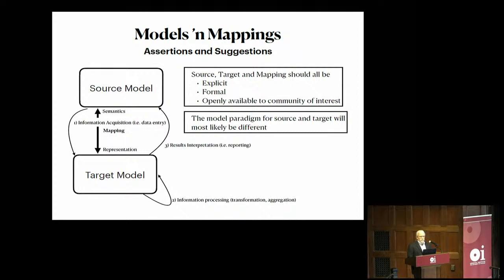First off, I think the source model, the target model, and how they map should all be there. They should be explicit. So many of the models we deal with today are tacit. And in fact, when I work with people building models, one of the things I look for, I start asking questions. Okay, when you get the data, do you always put it in here?